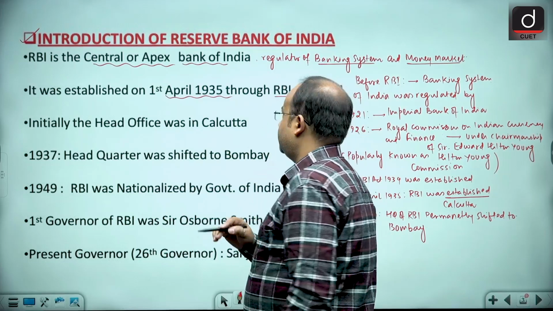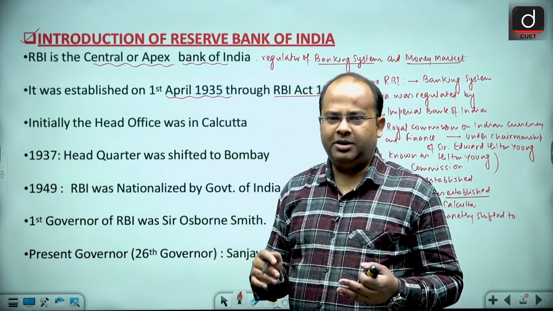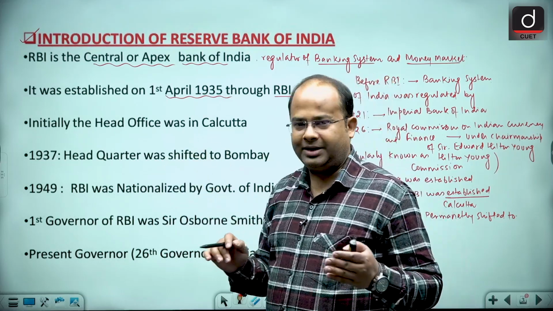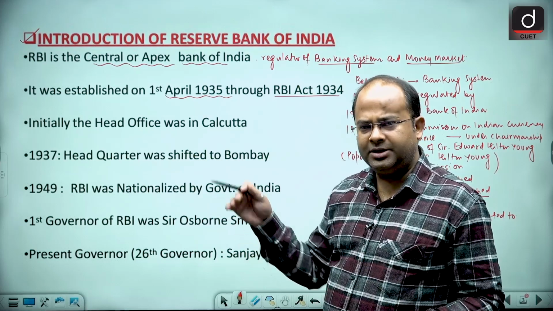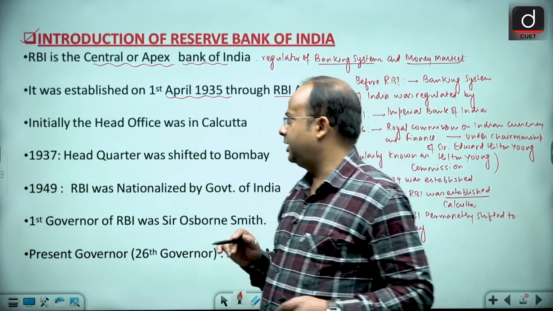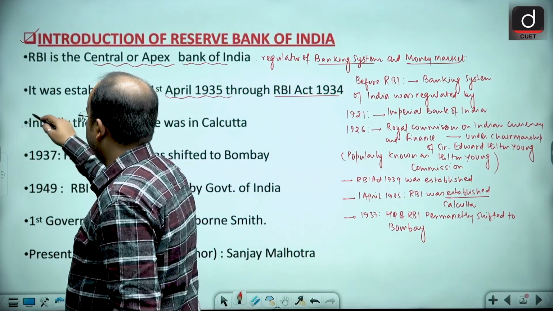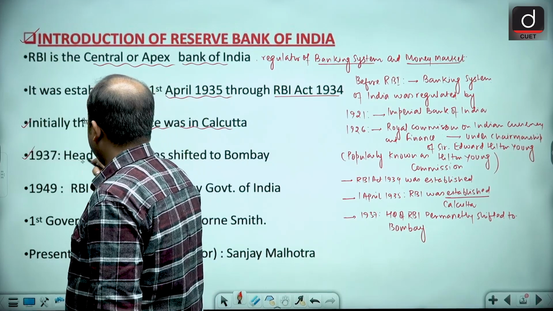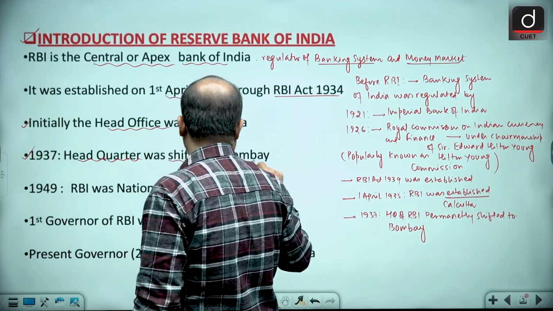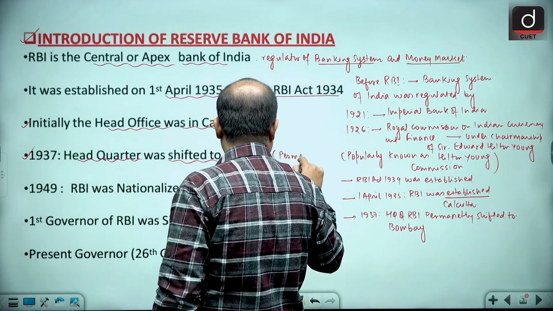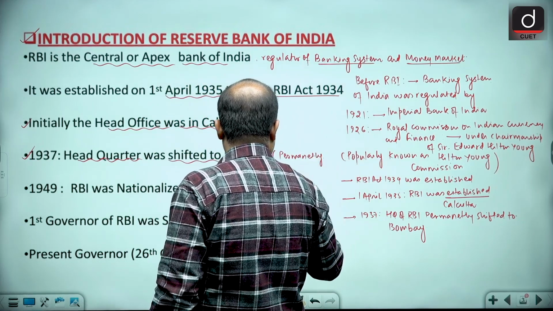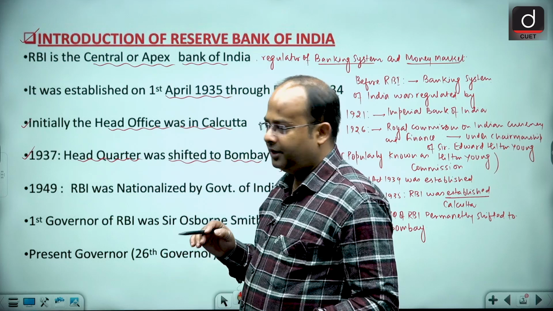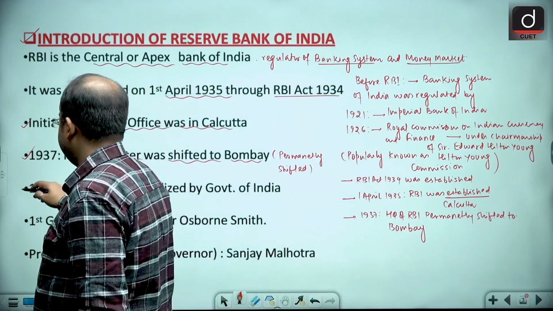the RBI Act of 1934. Initially, it was established as a joint stock company with the initial capital of 5 crore rupees. But at that point of time, it was held by private entities. In 1949, it was nationalized. Initially, the head office of this organization was in Calcutta, but in 1937, the headquarter of RBI was shifted to Bombay, and it was permanently shifted to Bombay, and in 1949, my dear learners, RBI was nationalized.